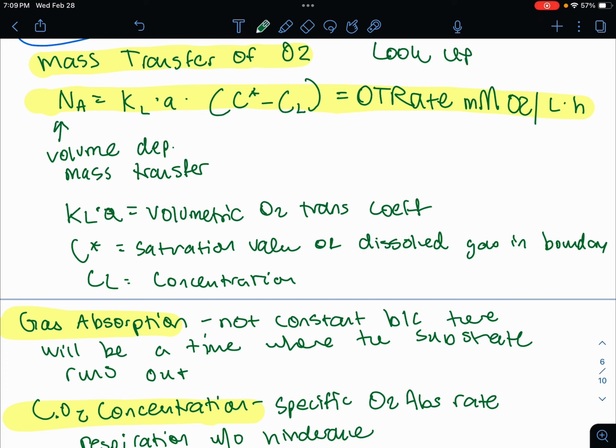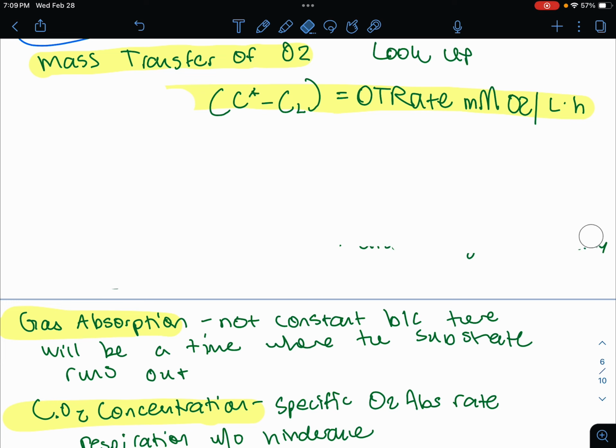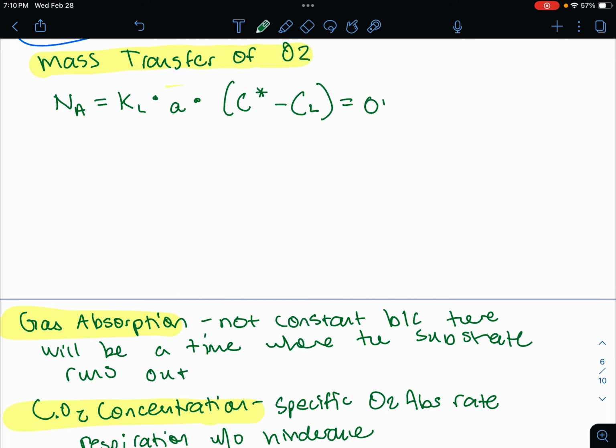I think I'm just going to rewrite this so I can actually go through all the variables. I made a mess here because we were going really fast through the notes, a tiny bit faster than I was anticipating. So the mass transfer of oxygen can be categorized by N_A equals K_L times little a times (C* minus C_L). And that's going to equal the OTR, the oxygen transfer rate, with units of millimolar O2 per liter times hour.